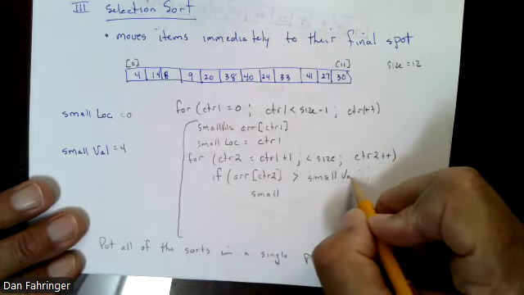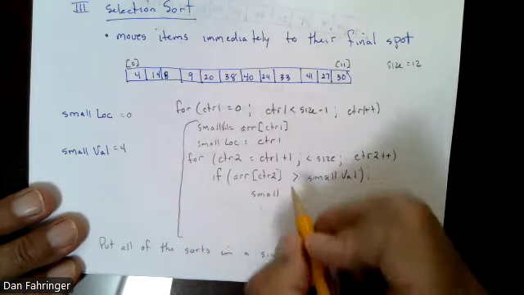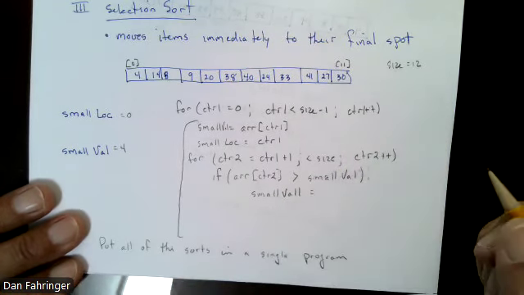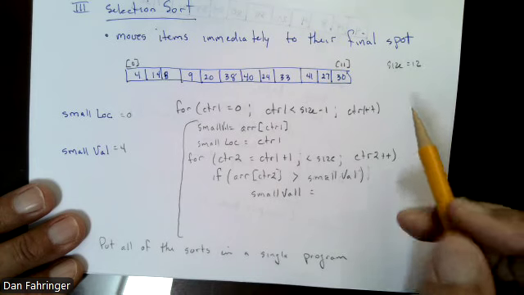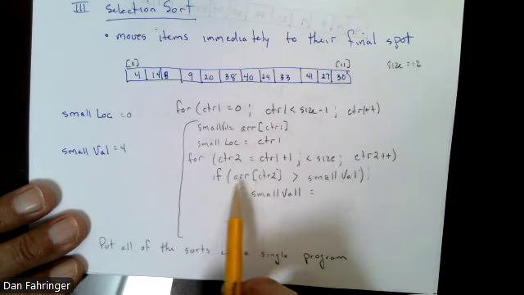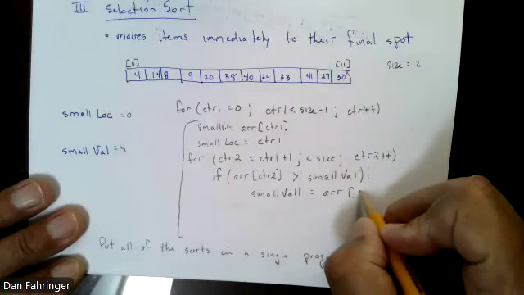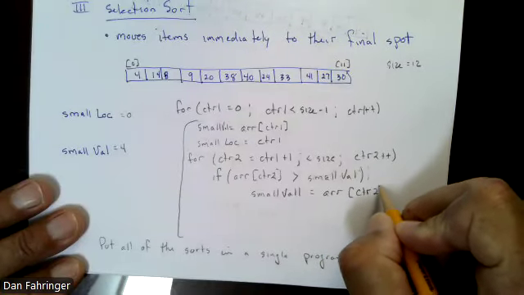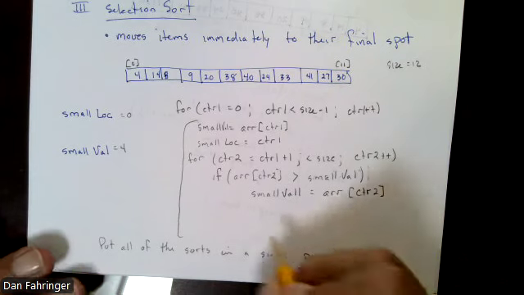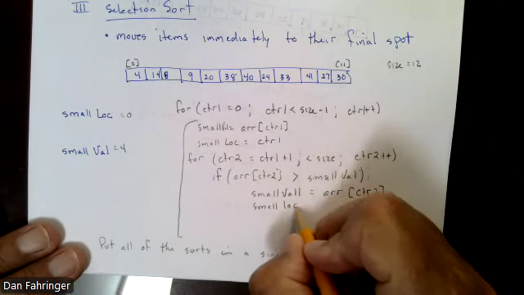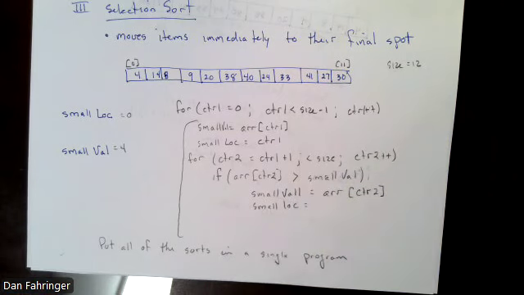Greater than small value gets the value of the array here, counter 2. Array sub counter 2, it's the value that's there. And small location is going to get the value of.